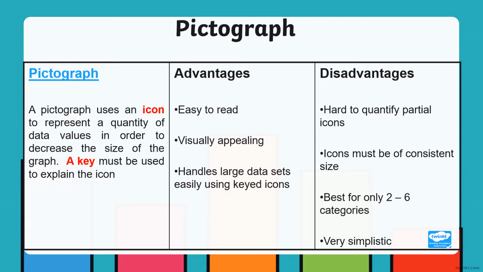Here are the advantages and the disadvantages. For the advantages, it is easy to read, visually appealing, handles large data sets easily using kid icons. And for the disadvantages, it is hard to quantify partial icons, like if we have one half, three-fourth, so it's difficult to draw. And then icons must be consistent size. So when you draw something, it should be consistent. Best for only 2 to 6 categories, and then it is very simplistic.